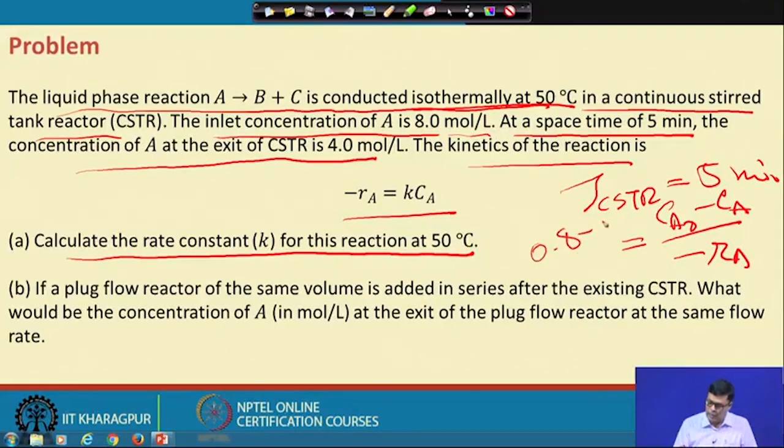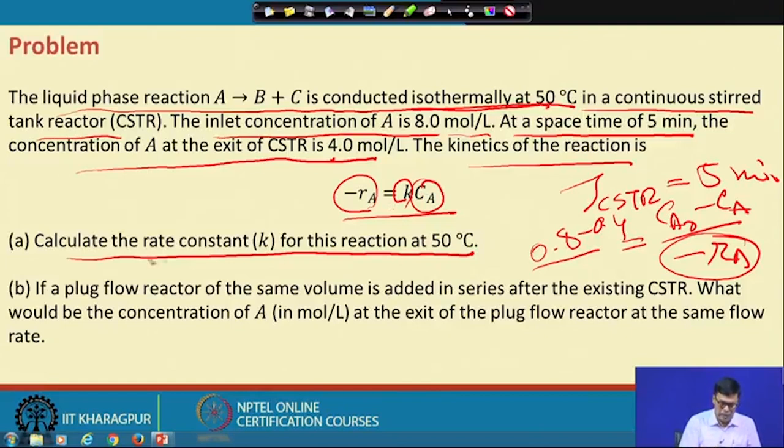0.8. And what is CA? 0.4. And what is tau? This is the tau CSTR value, 5 minutes. So, you can easily calculate the value of RA. Once you know the RA value, and we know the CA value, that is 4 under steady state condition, we can easily calculate the value of K. So, it can be done very easily, that rate constant we can calculate very easily.